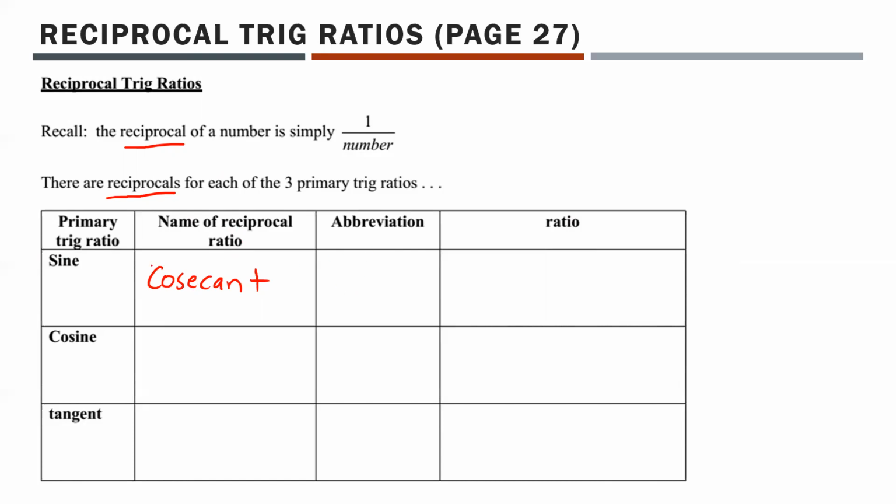Cosecant's abbreviation, kind of like how sine's abbreviation is SIN, cosecant's abbreviation is CSC. And the ratio for cosecant is cosecant theta is 1 over sine theta, right? Cosecant is just the reciprocal of sine, okay?